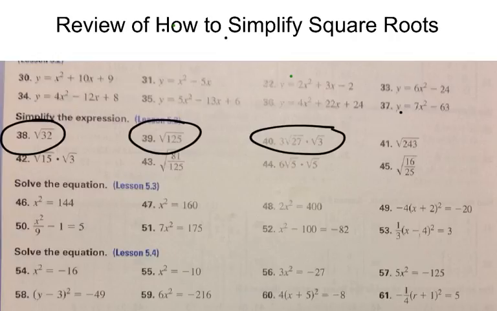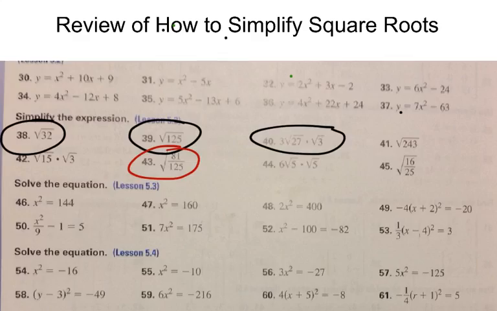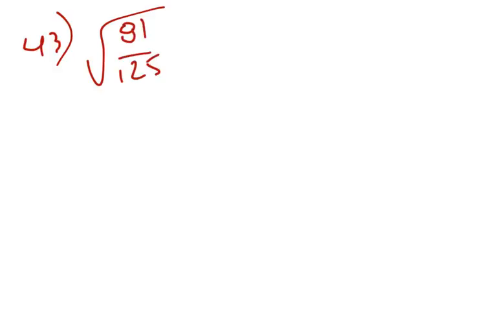Now let's do something with division. Let's do number 43. 43 is interesting. So let's take it to a different page. It was, I just forgot what it was, 43. 81 over 125. Okay, the rule for division is the following.